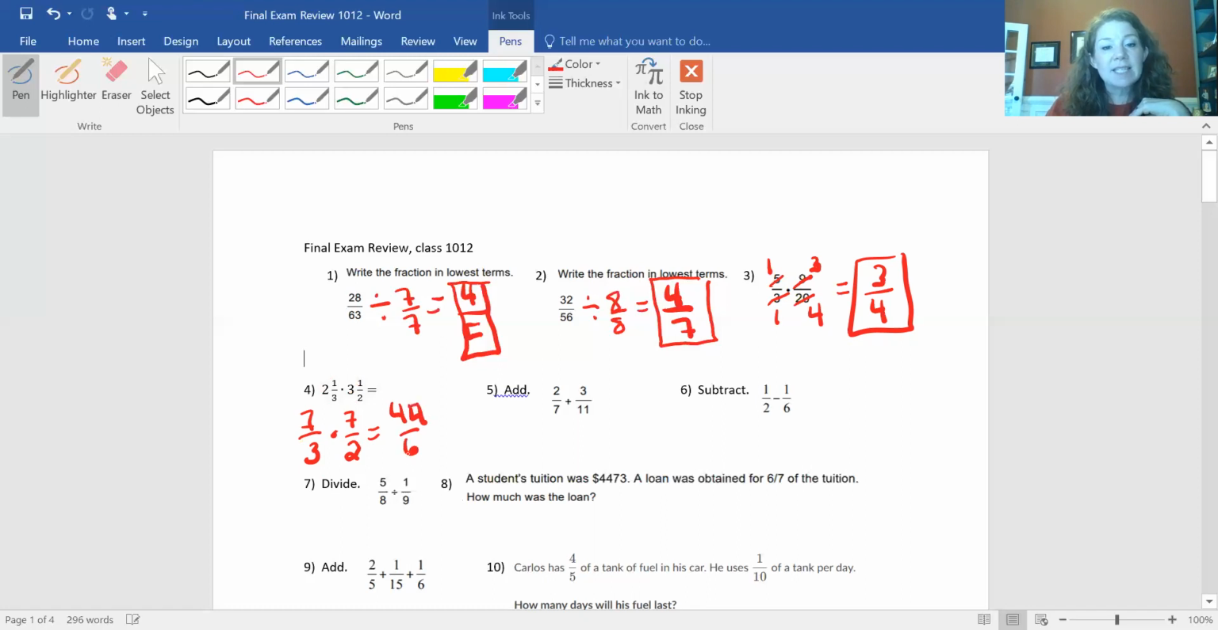Well, 6 will go into 49 8 times. 8 times 6 is 48. So if I subtract 48 from 49, I get 1, and my denominator is 6. So my final answer is 8 1/6. All right, I'm going to pull this down a little bit.